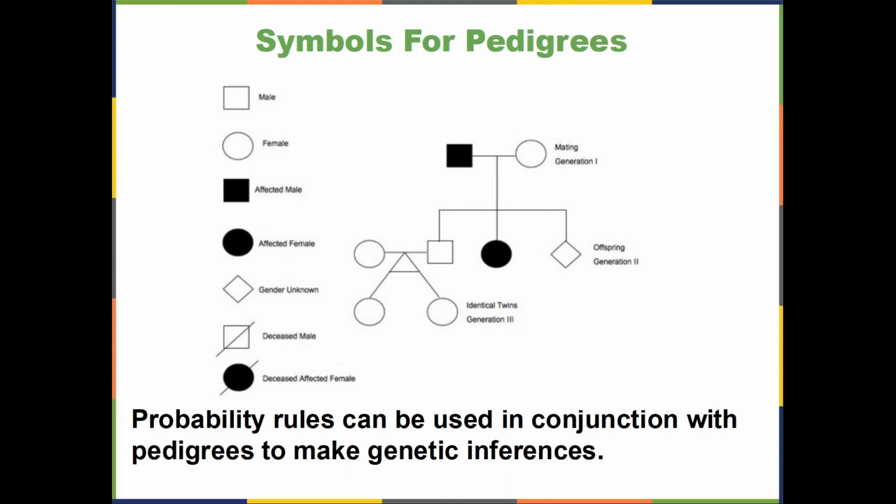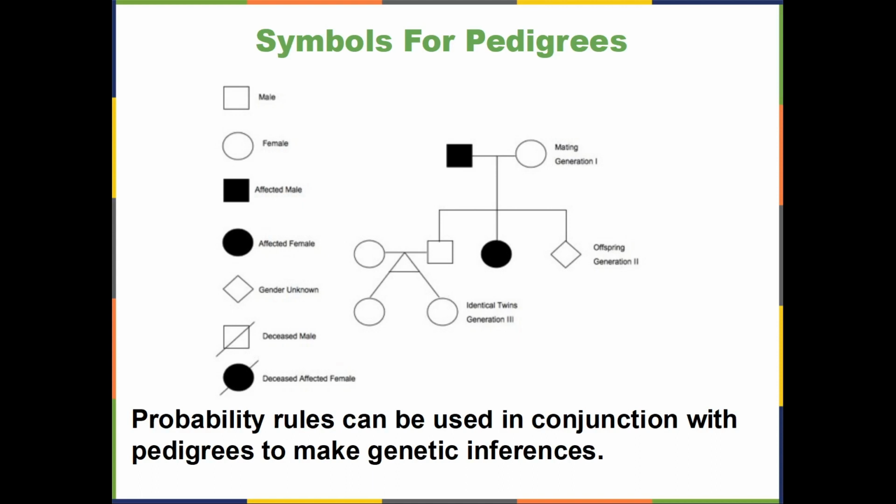Pedigrees use symbols, so we have a square for males and circles for females, and then what we typically do is if it has the trait, we shade in either the square or the circle. So a shaded in square is an affected male, and a shaded in circle is an affected female. Right now, sometimes we may not know the gender. Looking back, a lot of times it's used in trying to understand a disease in a family tree.